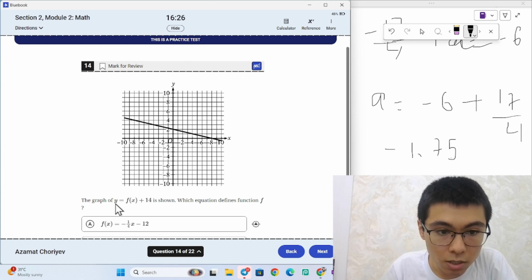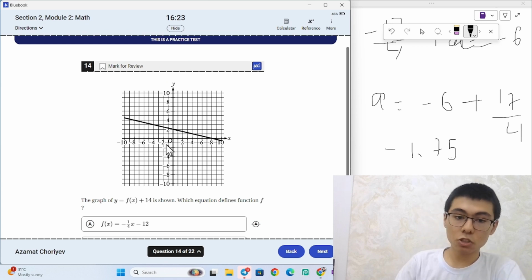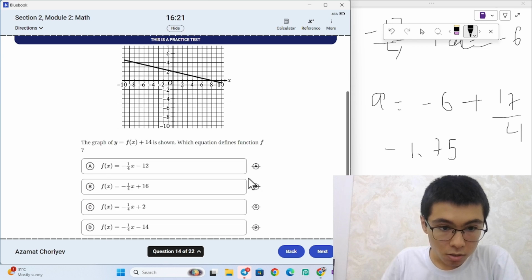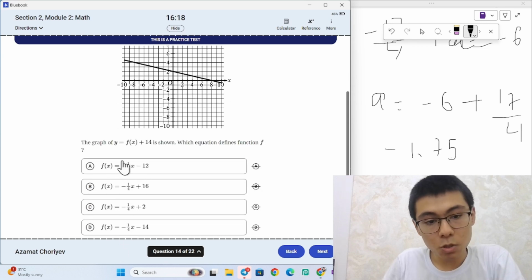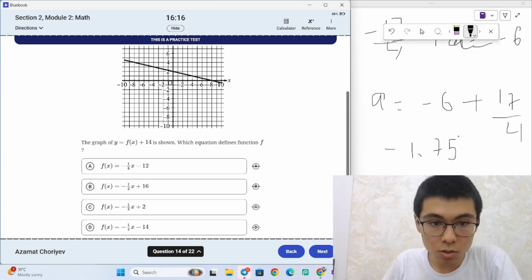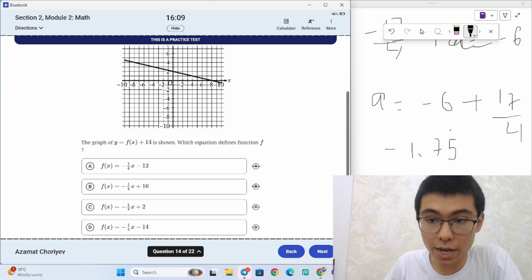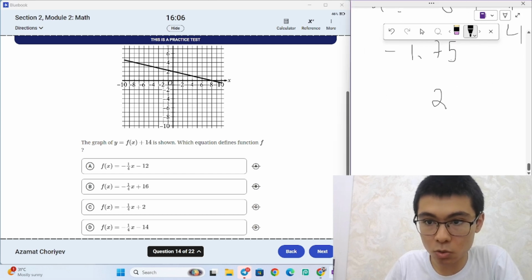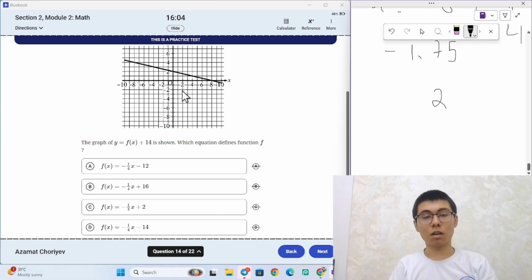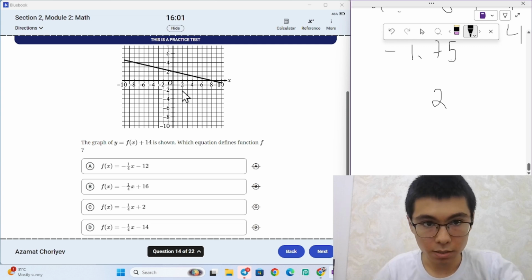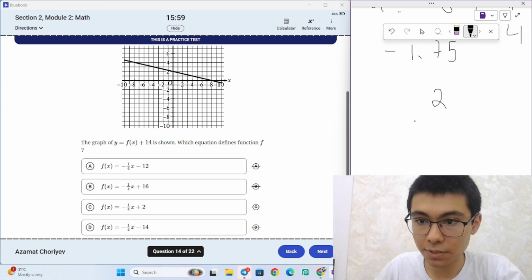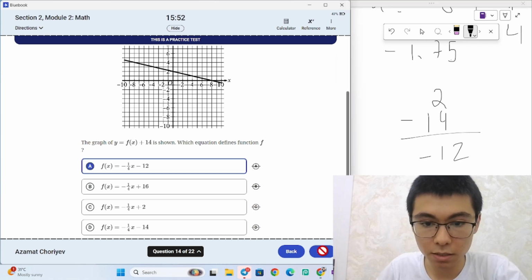Okay, this one, y equals f(x) plus 14 is shown. So the slope is the same for all of these choices, so I gotta pay attention to the y-intercept. If y is shown and the y-intercept is 2, we got a minus 14, because we need to find f of x. So we get minus 12, so the answer is A.